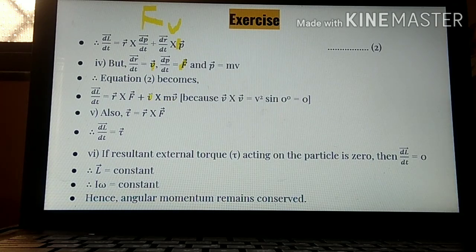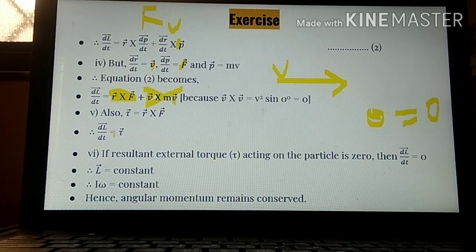Over here you will notice that v and v are the same terms. The cross product of the same quantity, the v vector with itself, is 0. Why is it 0? Because if it is the same quantity, then the angle between them is theta equal to 0, and in a vector product the angle appears as sine, and sine 0 is 0. So this whole term will vanish. So ultimately dL/dt is equal to r cross F, and what is r cross F? Tau. So dL/dt is equal to tau.